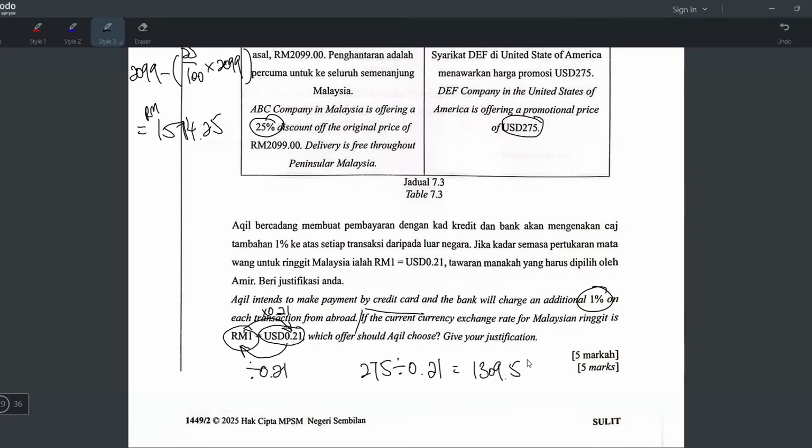Okay, actually got ada lagi banyak number after the two, tapi kita tulis macam ni dulu. Later we can use the answer button, so it's fine. Okay, this is the RM. This one is in RM already.